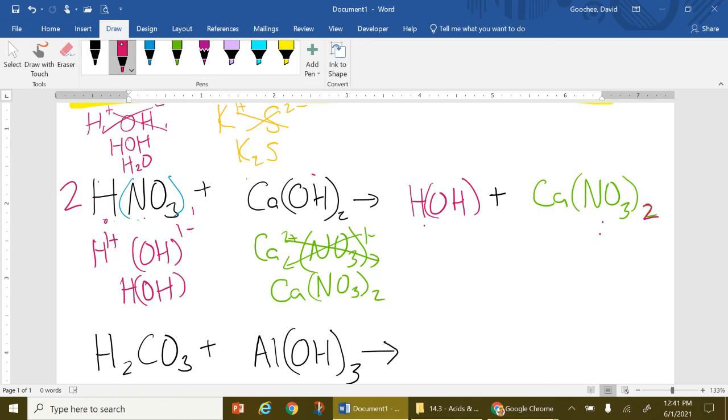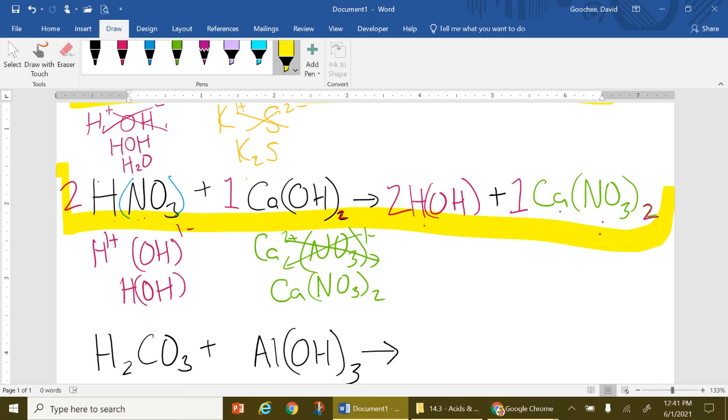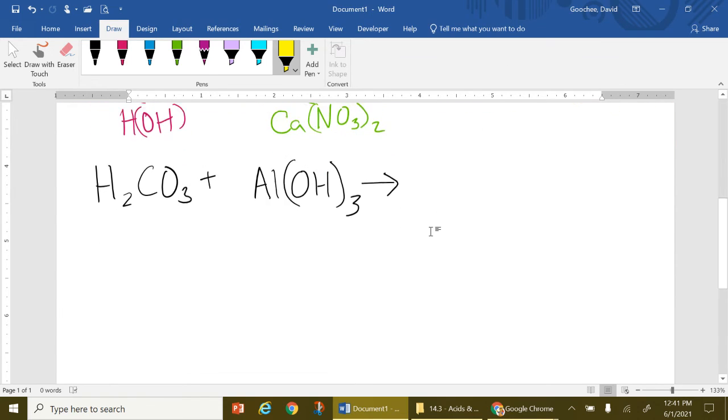Okay? Uh-oh, now that we put a 2 in front, we've got 2 hydrogens, so we got to put a 2 in front there to balance that out. All right? And so now we have a calcium, 2 hydroxides, and 2 hydroxides. So this is balanced. It balances as 2, 1, 2, 1. All right. Let's take a look at the last one here.